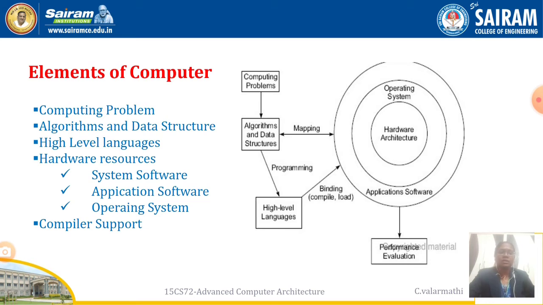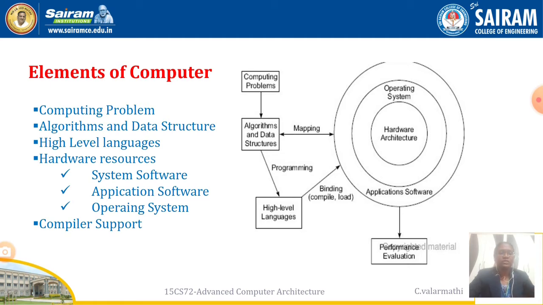Then after the generations of computer, we move on to elements of computer. What are the basic primary elements of a computer? Let us see the right side diagram. First we will start with the computing problems. What is the nature of our computation? It starts from scratch. So the computing problem is our first element. According to the computing problem, we design the solution.